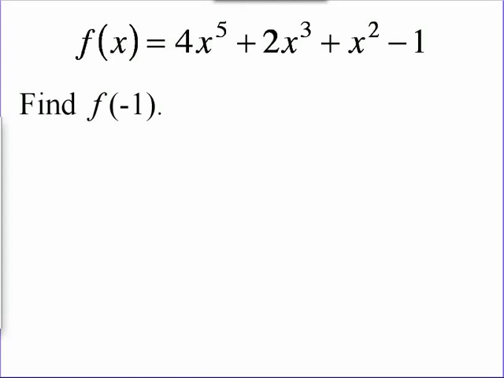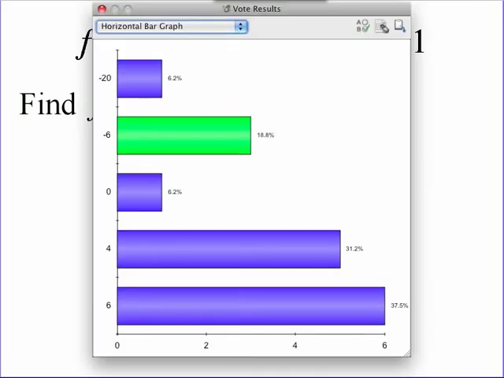Okay, so I'm seeing that some of you have already entered it in. Keep looking. Oh, it's already stopped. Okay, so the answer is -6. Whoa, looks like a lot of us got +6. Let's double check and see what we did.